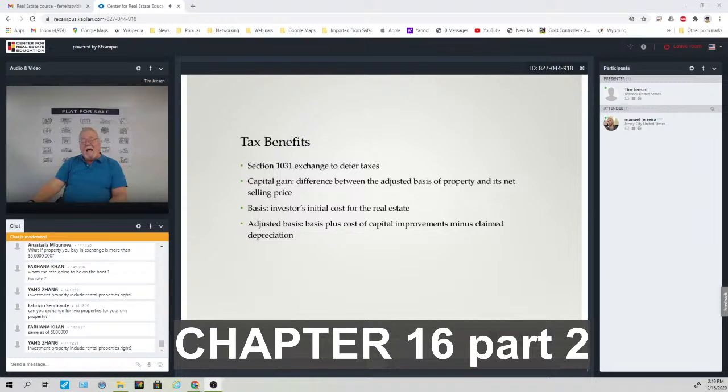So let's say I buy a property for $1 million and I hold the property for 20 years, but over the course of 20 years, I put in new AC systems, new roof, redid each apartment, et cetera, to the tune of $400,000. My adjusted basis, first of all, would be the original basis, $1 million, plus the cost of capital improvements, $400,000. So now I'm at 1.4 value as adjusted basis, minus claimed depreciation.